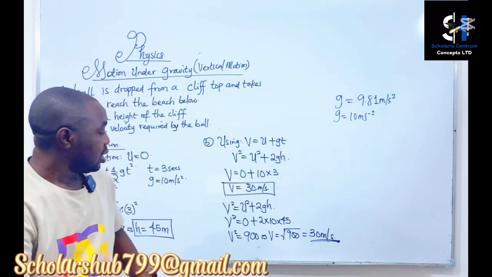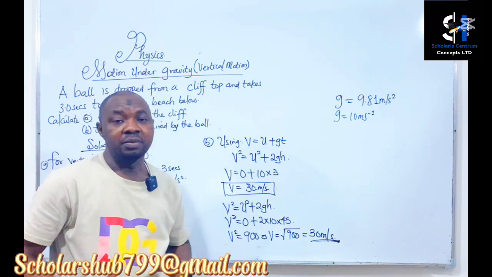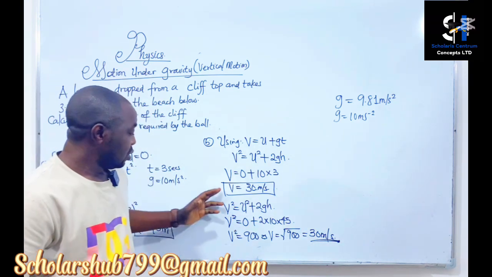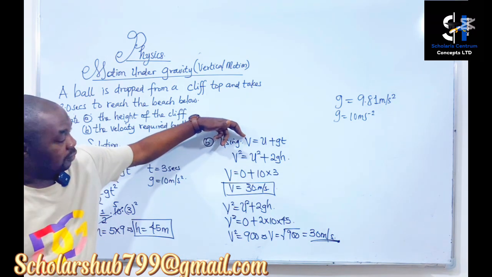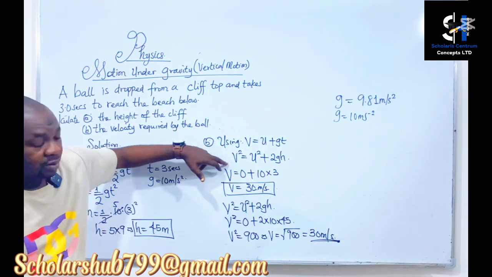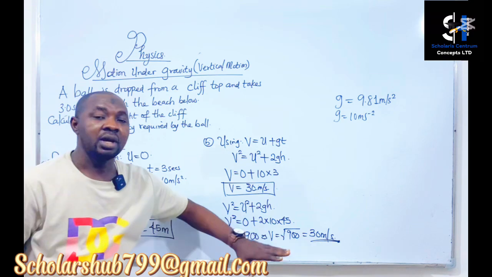The unit of velocity is meters per second. And we can see from here that using this first equation for velocity or the second equation, we always get the same answer.